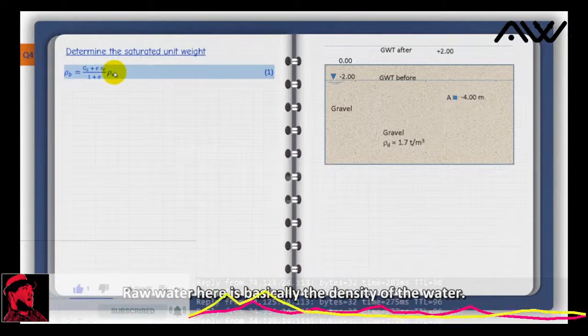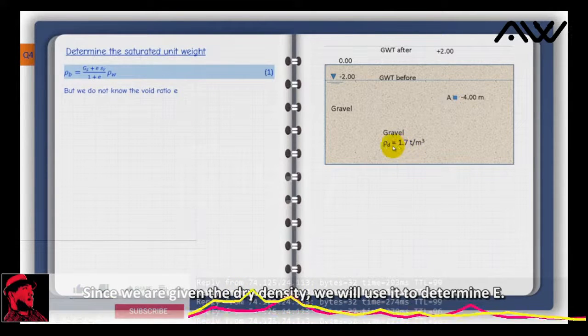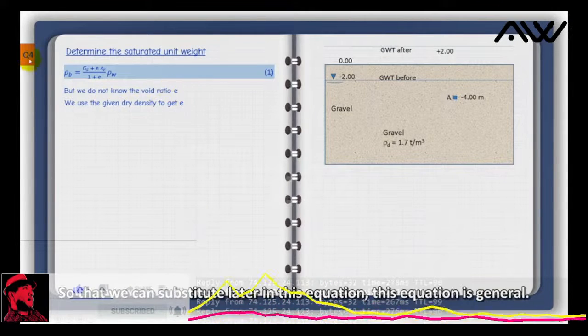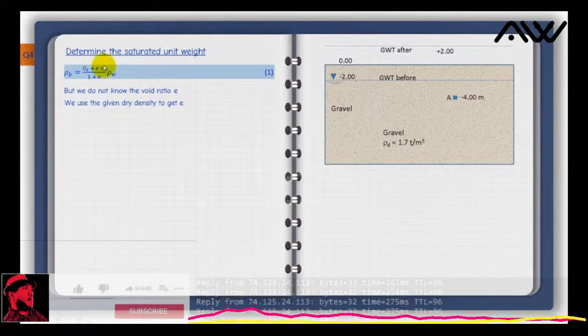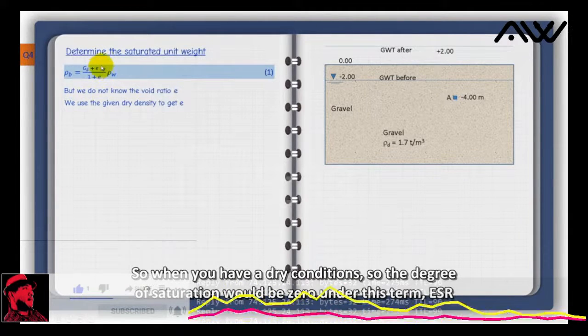Raw water here is basically the density of the water. Since we are given the dry density, we will use it to determine e, so that we can substitute later in this equation. This equation is general. So when you have a dry condition, the degree of saturation will be 0, and this term eS_r will vanish.